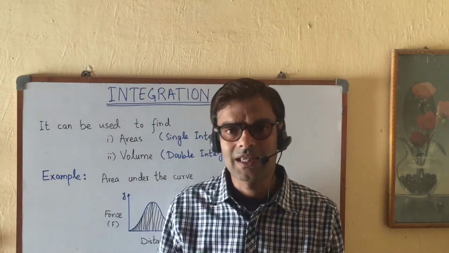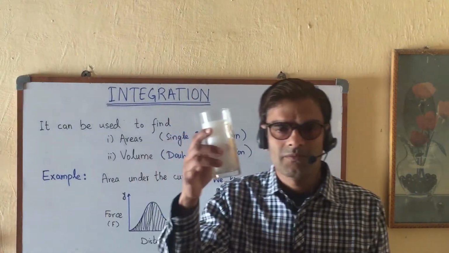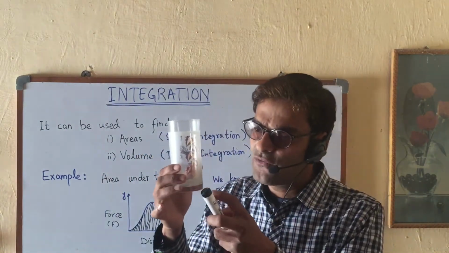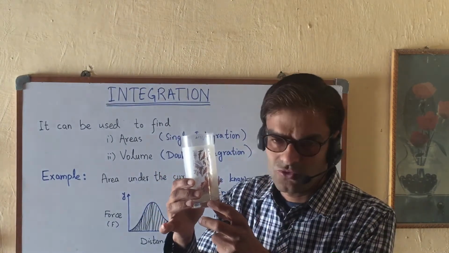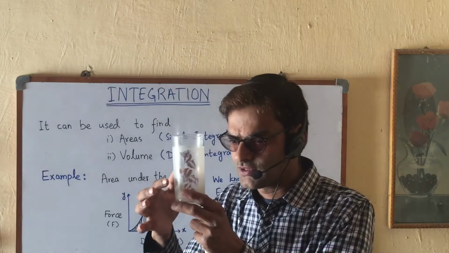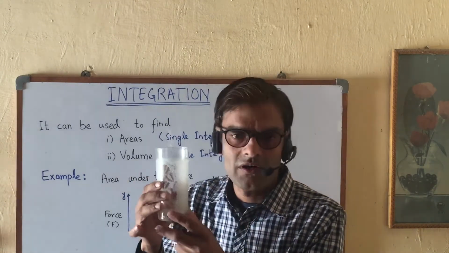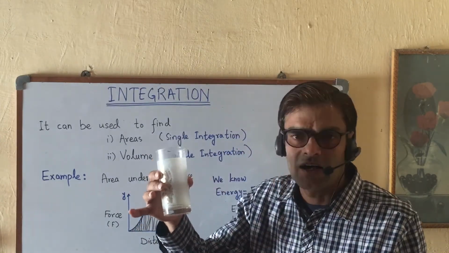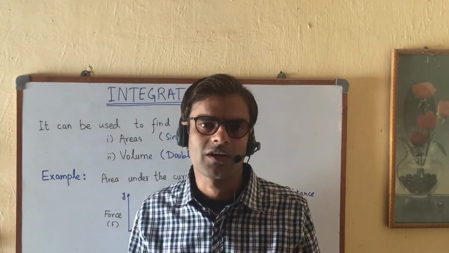And what's the application in daily life? Suppose I have a glass. Suppose now it is in complete form. This is a glass. If by mistake it slips from my hand, what will happen? This glass will be broken.